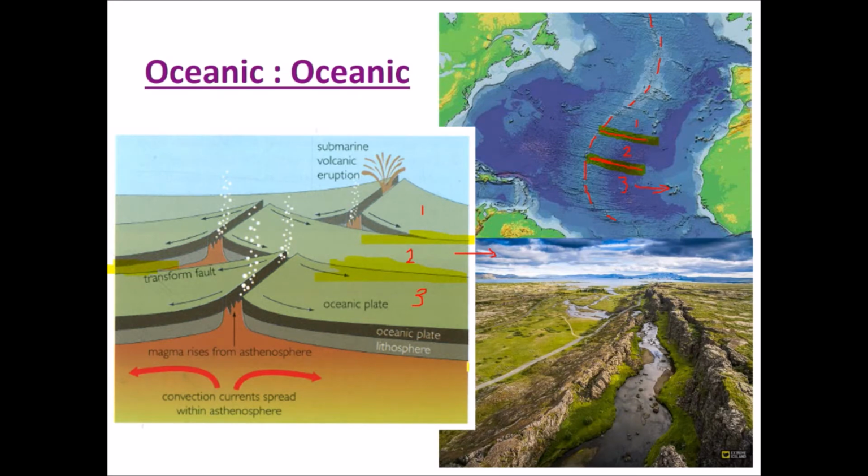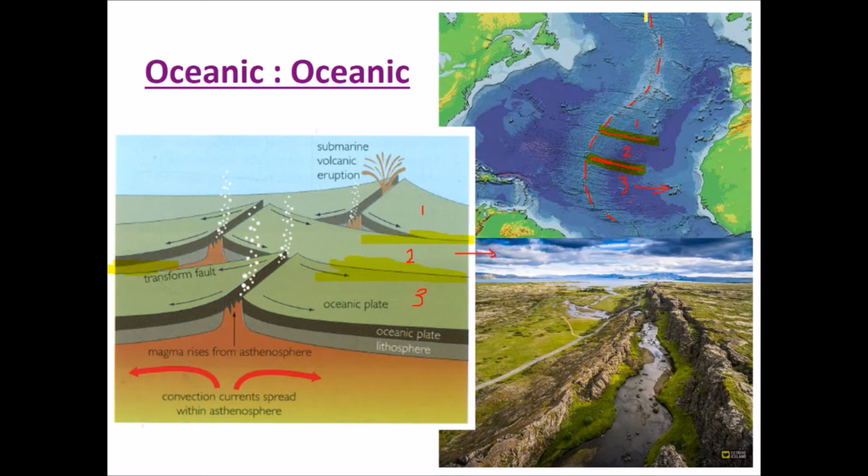So that's why we get earthquakes at constructive plate boundaries, because as the oceanic crust separates, it doesn't do so as one mass of rock. It separates in lots of little sections. Those sections are separated from each other by these transform faults, and the friction between those transform faults is what generates earthquakes.